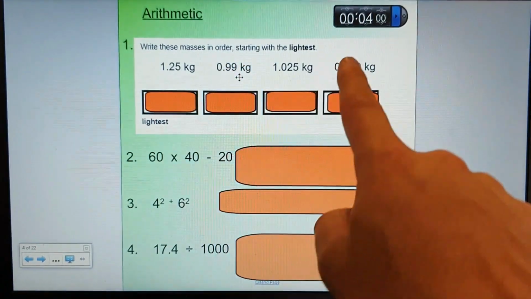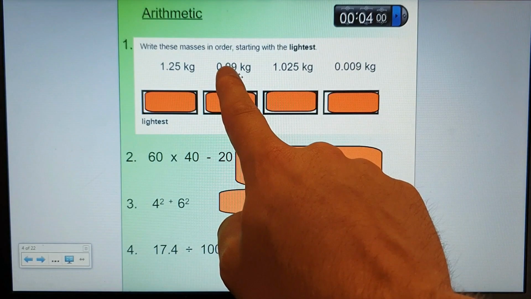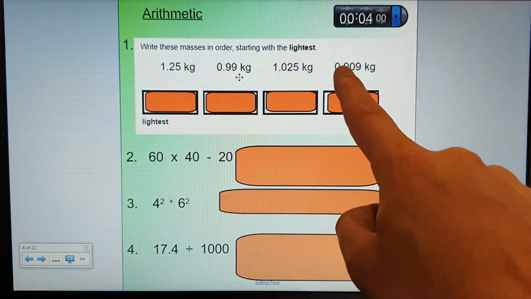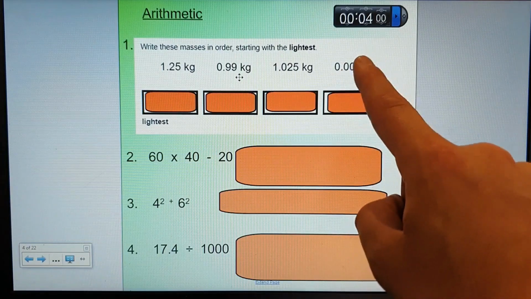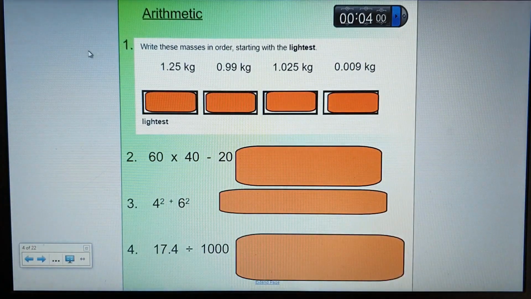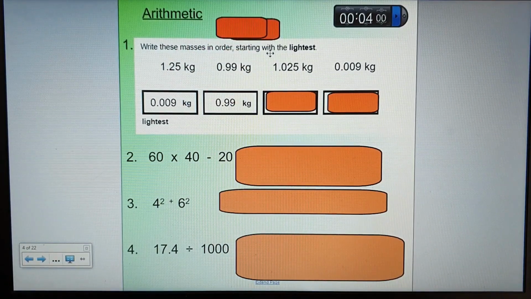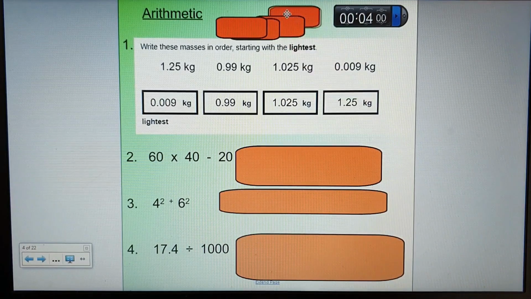And then to look at which is the smallest again, I go across to my next column. And in my tenths, this one's got a 9. And in this one, my tenths column, it's got a 0. So this number is smaller. So this is going to be my first one. And then 0.99 will be my next one. And by using that same method, this number will be next, 1.025. And the largest one will be 1.25.